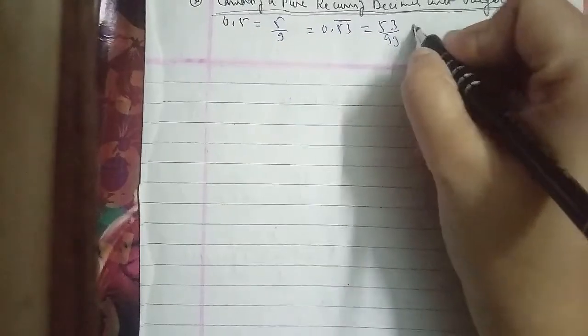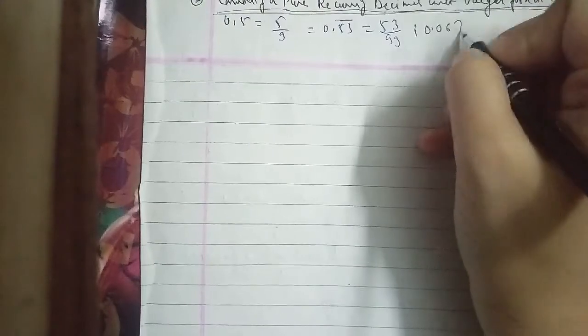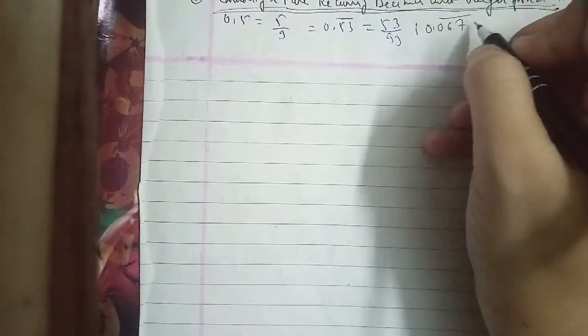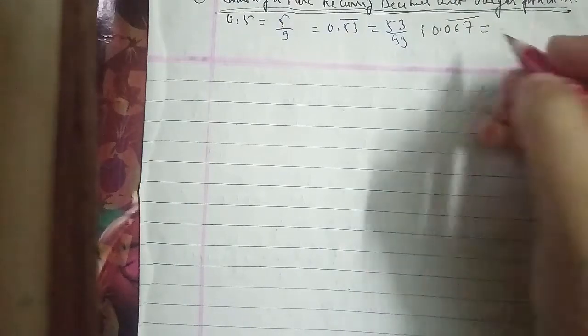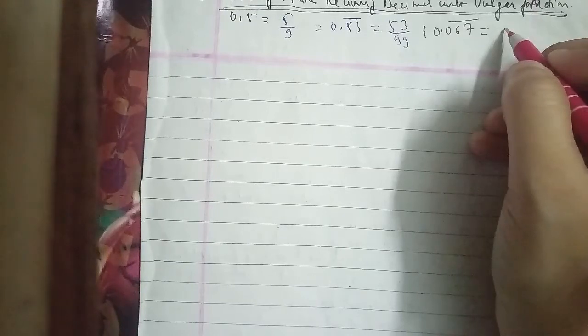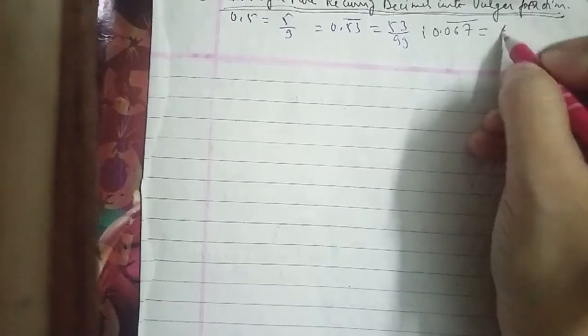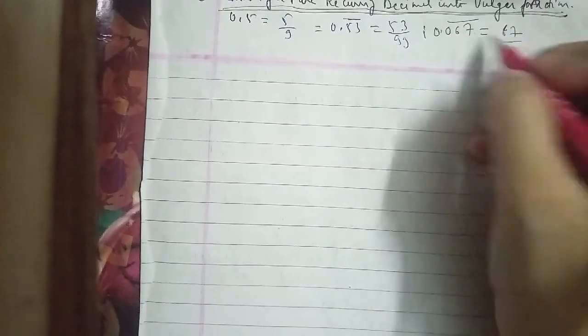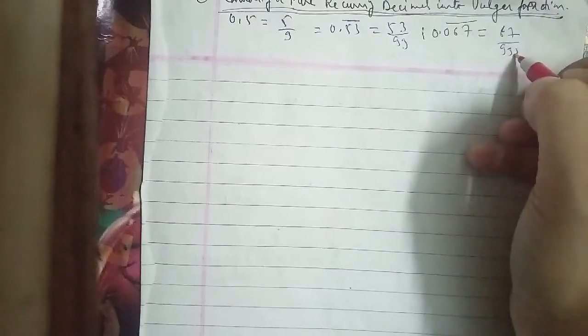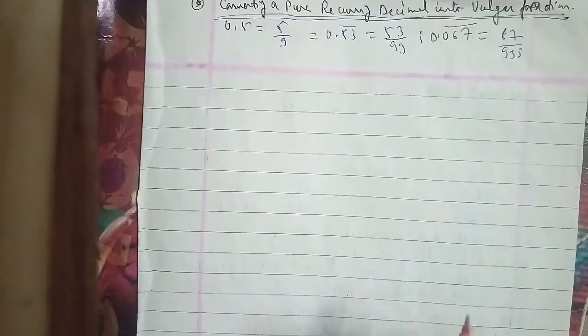0.67 with a bar. So what we will do in the same case is put 67 in the numerator, and since we have two repeating digits, we put 99 in the denominator as well. So when you are converting a pure recurring decimal into a vulgar fraction, you have to do it like that.